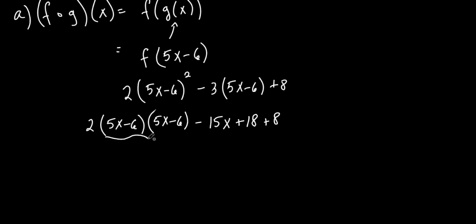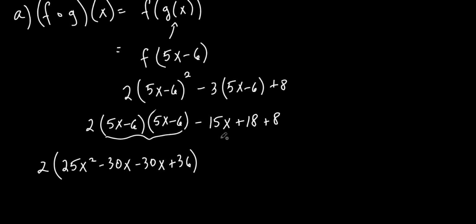So this is really the main work that we have to do here. Keep the 2 there. Let's figure out what this is going to be. 5x times 5x, 25x squared. 5x times negative 6 is negative 30x. The inside, negative 6 times 5x is also negative 30x. The last, negative 6 times negative 6, positive 36. Again, a little cumbersome, but it's not that difficult. We've done that plenty of times. And what's that, 26?